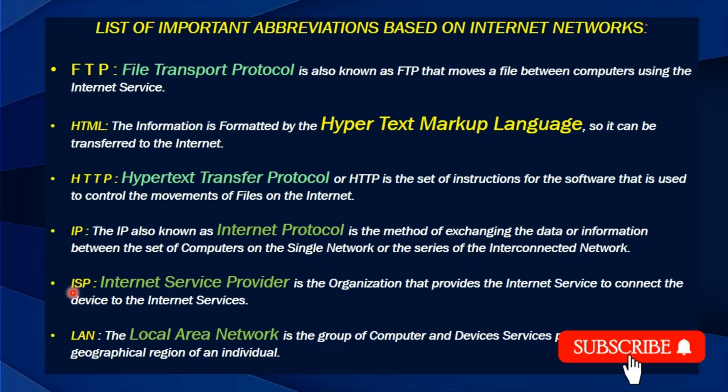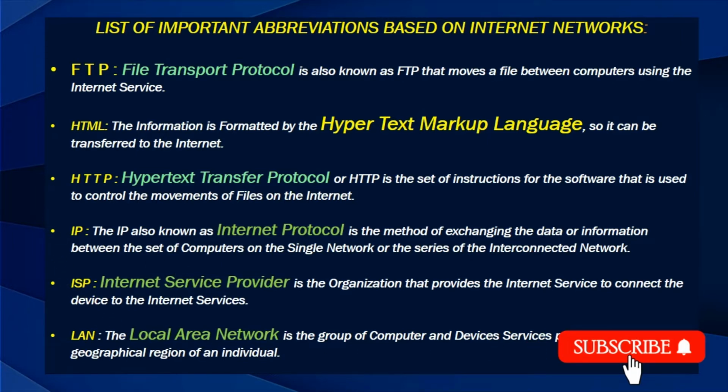Next one, ISP. So Internet Service Provider. Internet Service Provider, that is called as ISP, is the organization that provides the Internet service to connect the device to the Internet. Next one, LAN, Local Area Network. LAN, the abbreviation is Local Area Network, is a group of computers and devices.